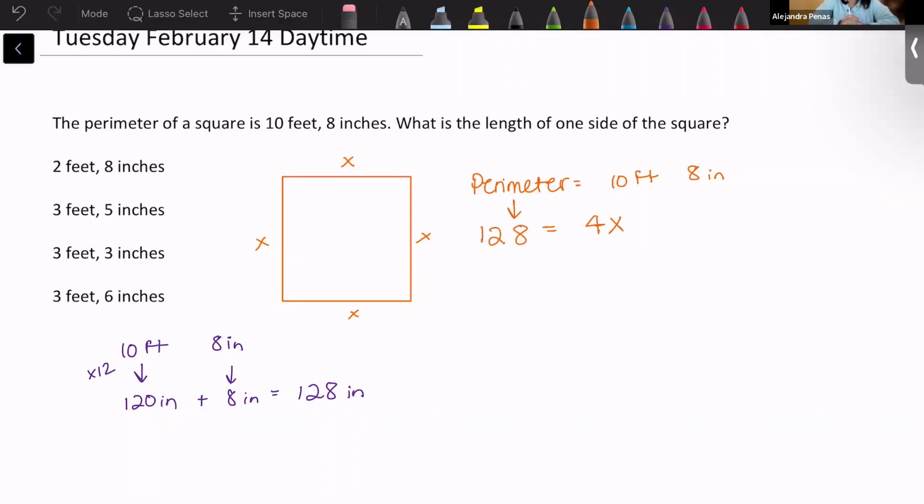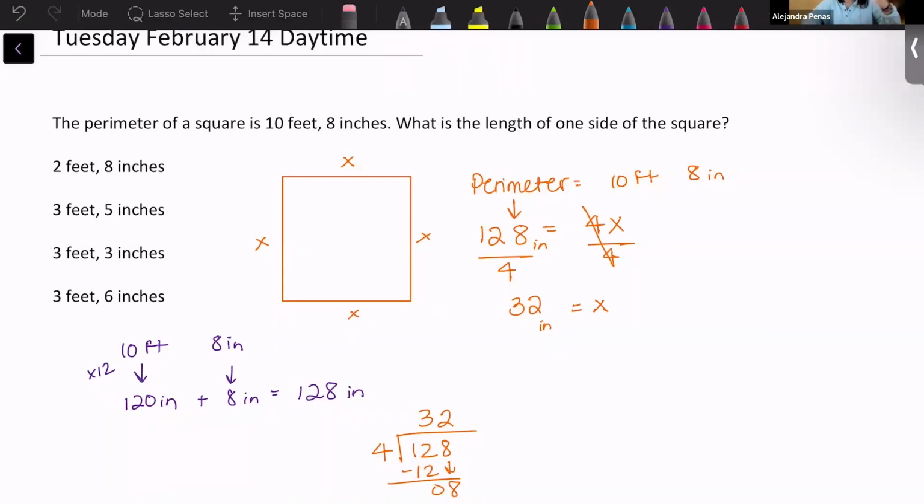Now I'm going to go ahead and divide both sides by 4. That goes away. X is going to equal 128 divided by 4. Let's see, that's going to be 3, carry, that'll be 12, and bring down the 8, and that's going to be 2. So this is going to equal 32. And again, remember, this is 32 inches because we converted everything to inches. So now we know that the side measurements of each one is going to be 32 inches. But all the answer choices are in feet and inches.